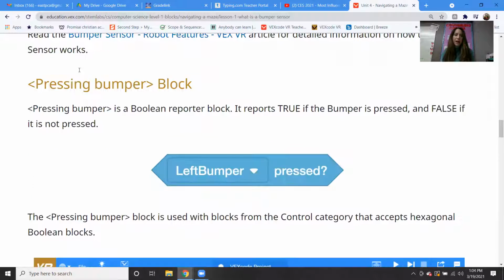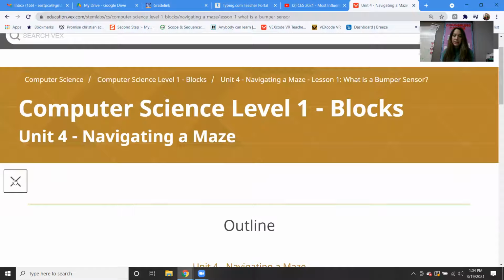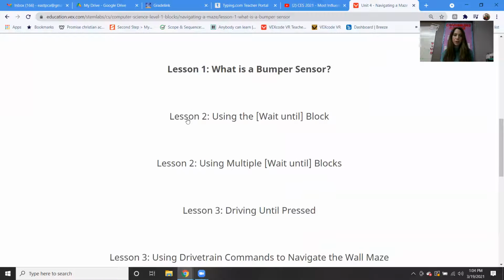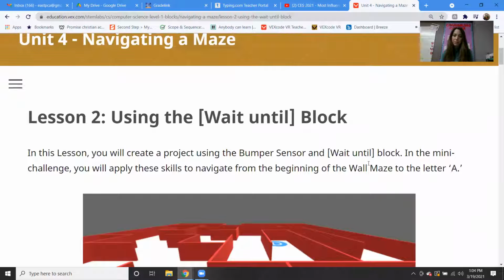And then after that, we moved on to lesson number 2. So lesson number 2, using the wait until block. And we had a mini challenge that we did. And so you would label that Unit 4, lesson number 2 mini challenge. And then there was the quiz that went along with it. So if you don't remember doing this, write it down. Write down Unit 4, lesson 2 mini challenge if you don't think you did it. And then write quiz, because there was a quiz that went along with it.